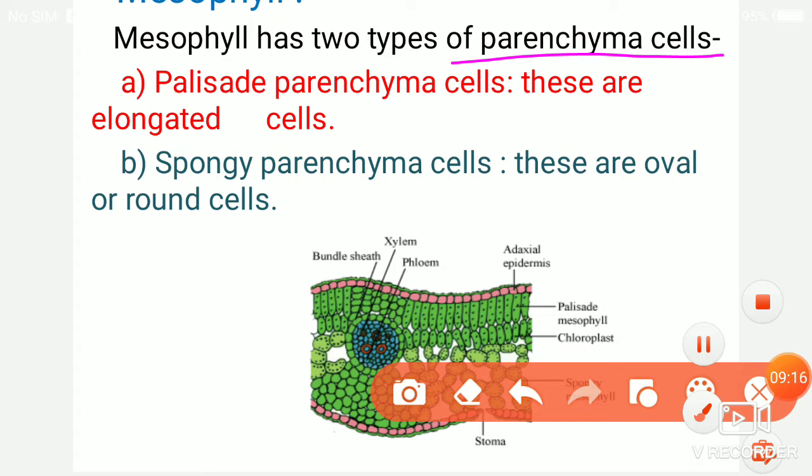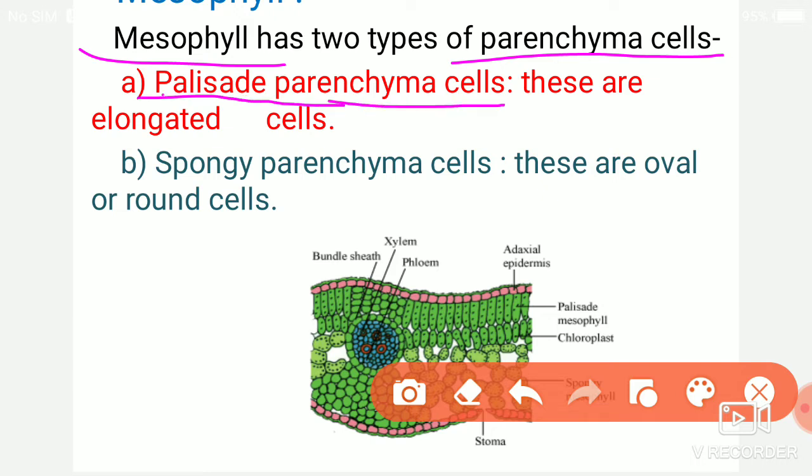These parenchyma cells which are present in the mesophyll have two types, that is palisade parenchyma cells and spongy parenchyma cells. The leaf tissue in the dicot leaf, that is the mesophyll, consists of two types of cells, that is palisade parenchyma and spongy parenchyma cells.